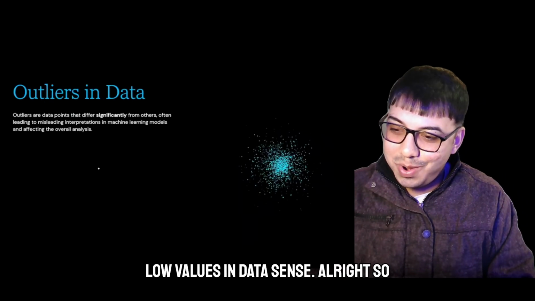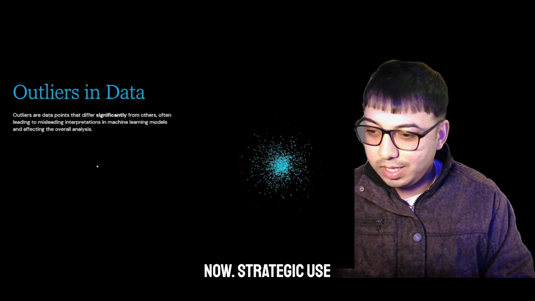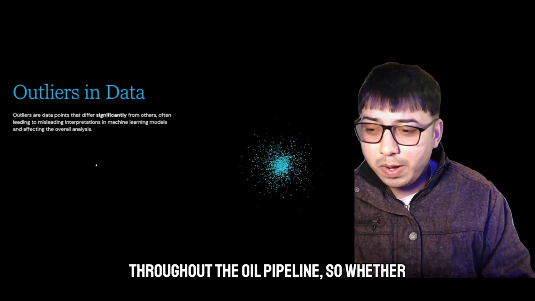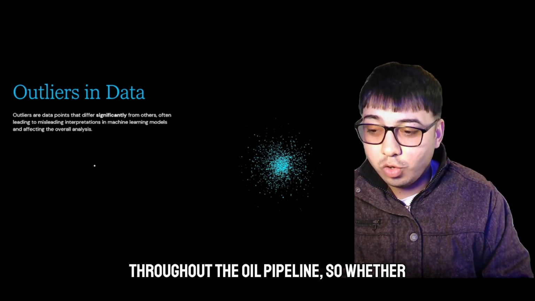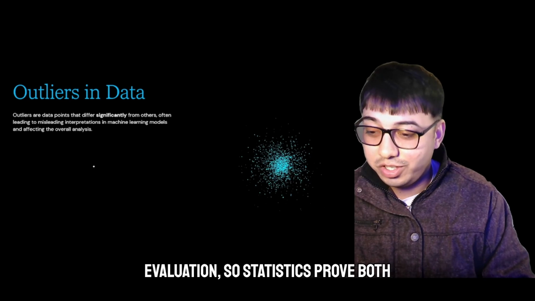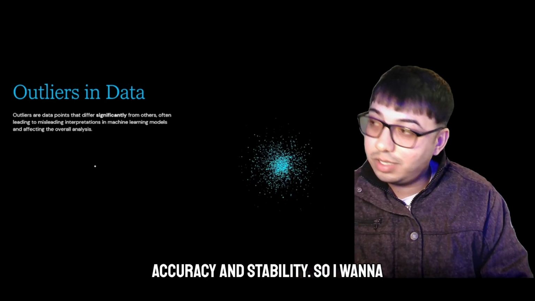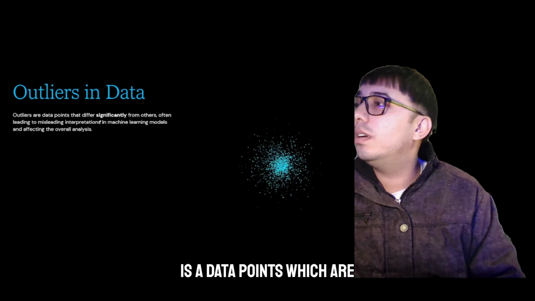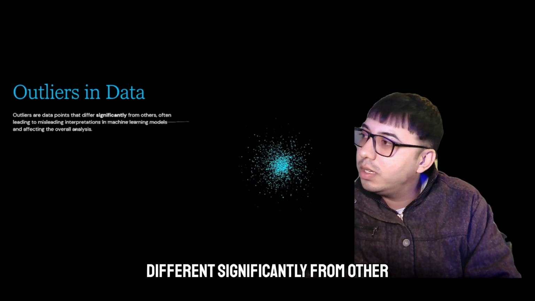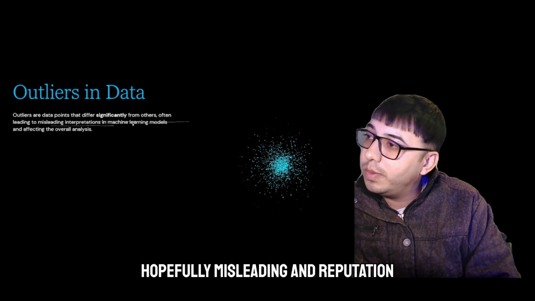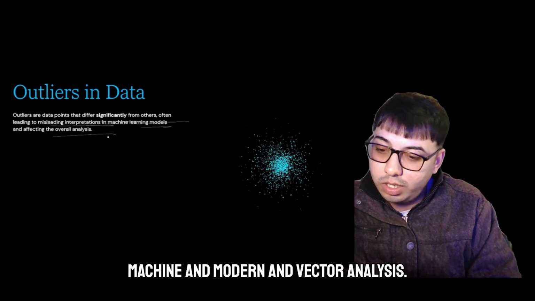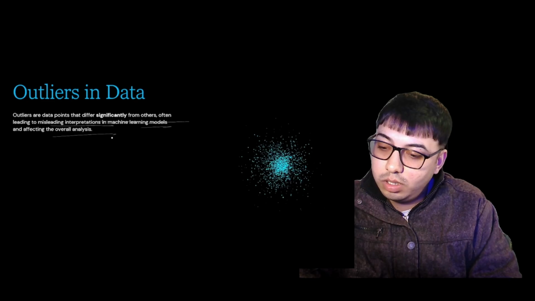All right, so now, statistics is used throughout the ML pipeline. So feature selection, scaling, normalization, model evaluation. So statistics improves both accuracy and stability. So outliers are data points which differ significantly from others, often leading to misleading interpretation in machine learning models and affecting the output analysis.